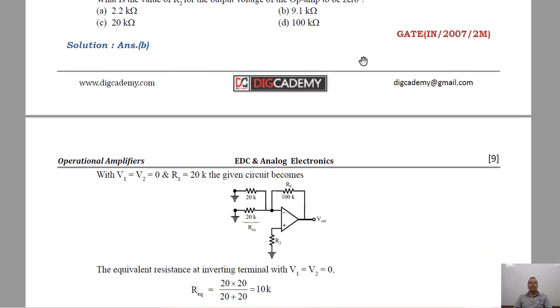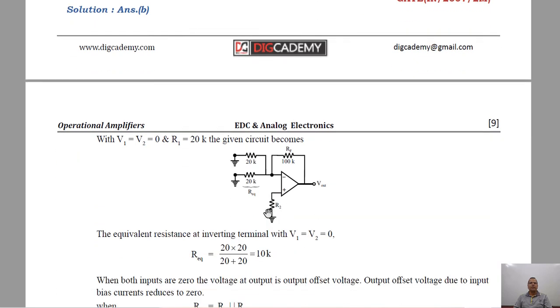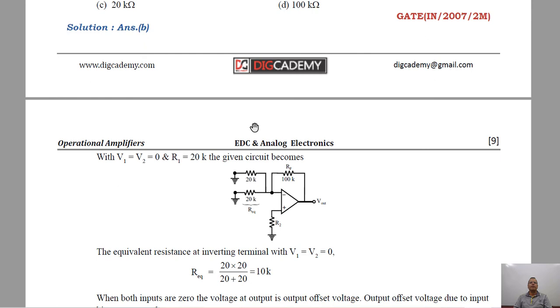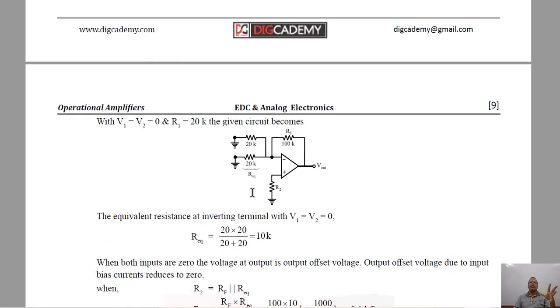So we have to find the value of R2, this resistance. This is the circuit given to you. That was not given in the example, but that should have been there. Maybe that may have been skipped. So to reduce the output to 0, remember output offset voltage becomes 0 if R2 is, sorry, R2 is the parallel combination of RF and R1. I have introduced that.